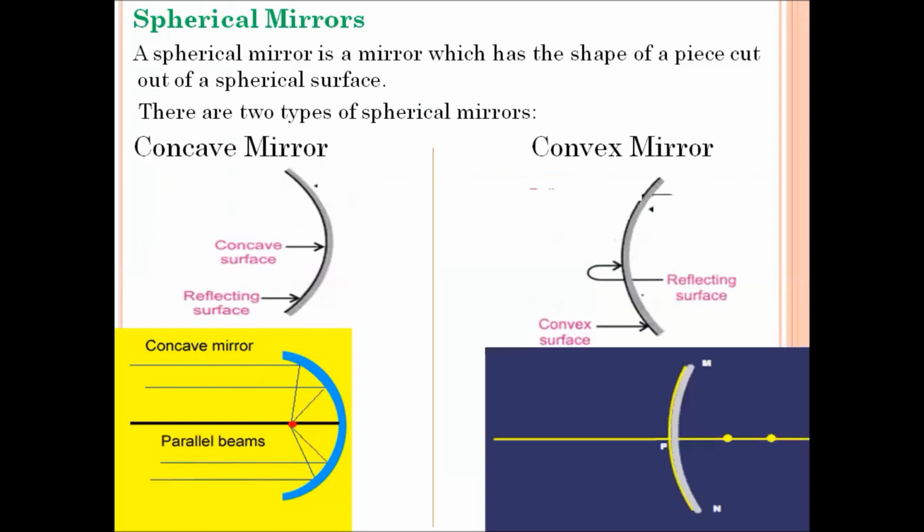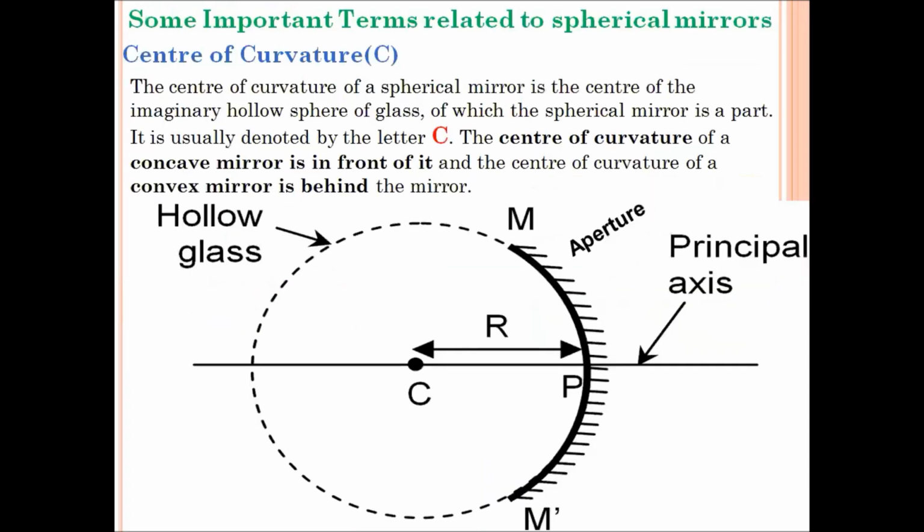In our first lecture, we already discussed that spherical mirrors are of two types, concave and convex. Let's start with today's topic, some important terms related to spherical mirror.